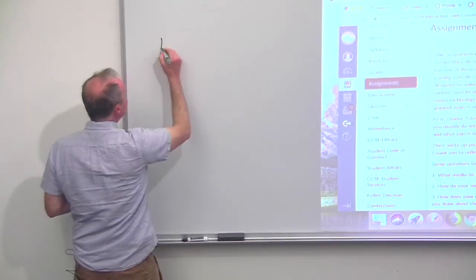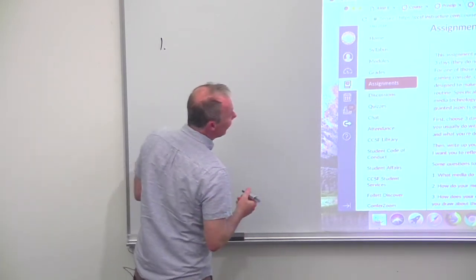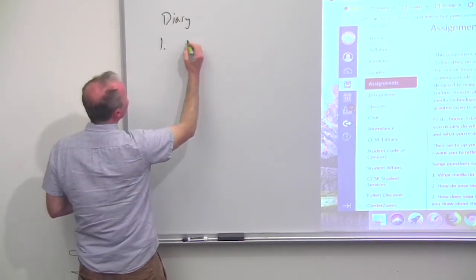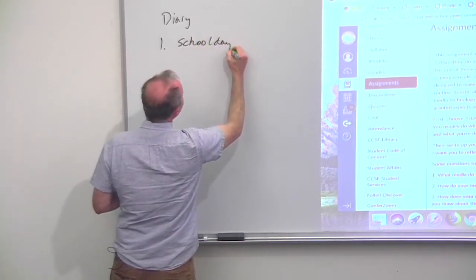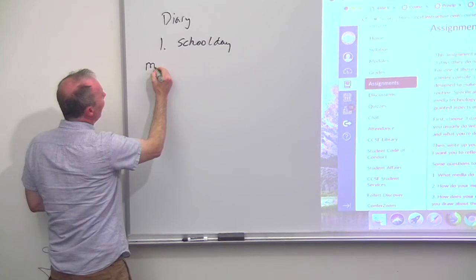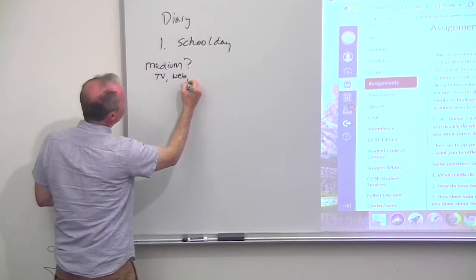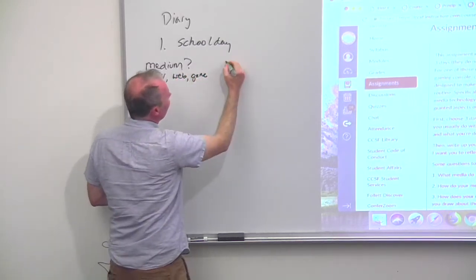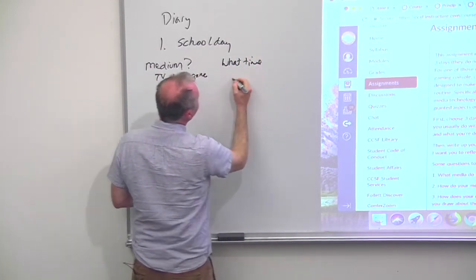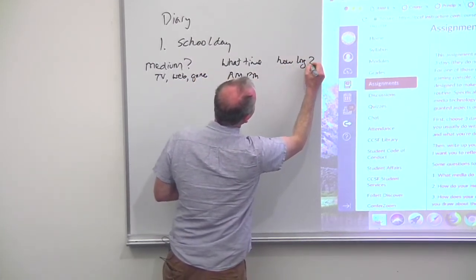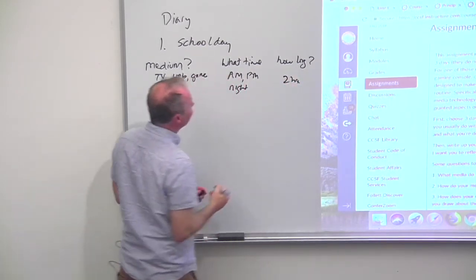The first part: what media do you use? I'd like you to do a little diary, and let's say you do it over a total of 3 days. It could be a little more, it could be a little less. On your first day, which is a school day, you would basically just say, what medium was I using? Was it TV? Was it the web? Was it a game? And what time? It could be AM, PM, or night, and how long? So it would be like 2 hours or something like that.